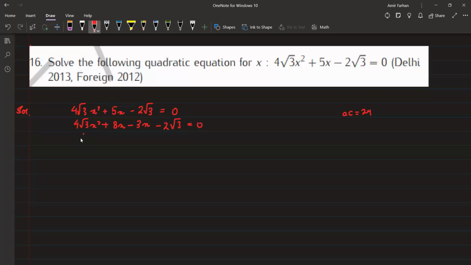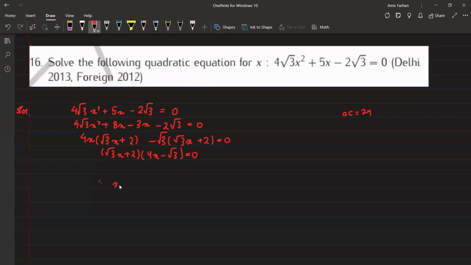ठीक है, take 4x common. So what is left is root 3 x plus 2. ठीक है, inside same here for root 3 x plus 2 is equal to 0. So negative of root 3 will be taken common out, because root 3 into root 3 will be 3 and negative of 3x minus 2 root 3. ठीक है everybody? So (root 3 x plus 2)(4x minus root 3) is equal to 0.